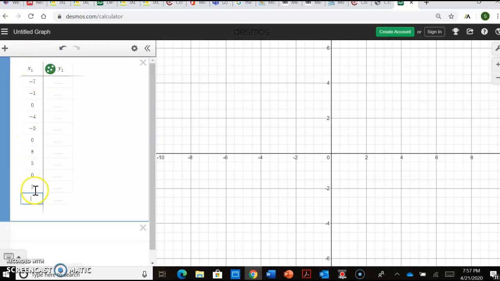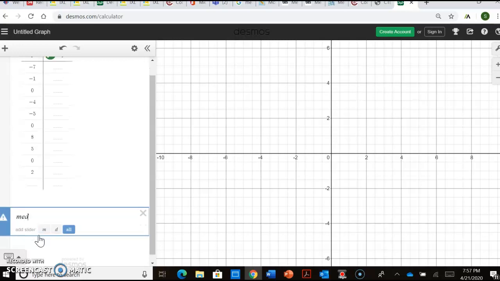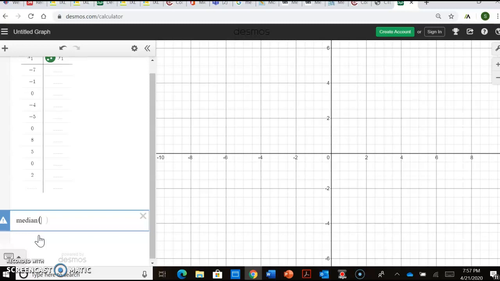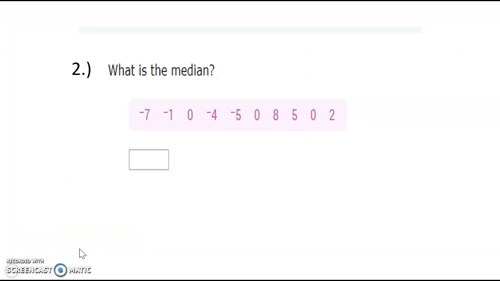After I've entered my data points, I go into the next dialog box, and what I'm supposed to find in this particular problem is the median. So I'm going to type the formula, MEDIAN, and my data is found in x1, type x, the 1 makes it a subscript, I close my parentheses, and I find that the median of my data set, x1, is 0. So the answer for number 2 is 0.